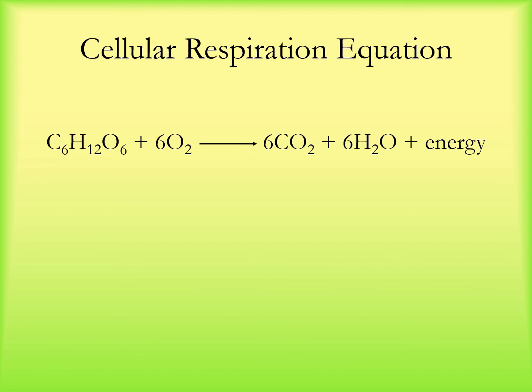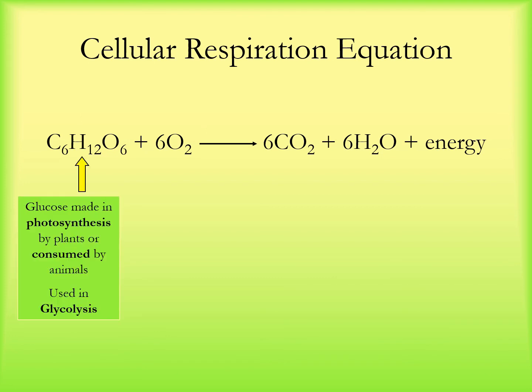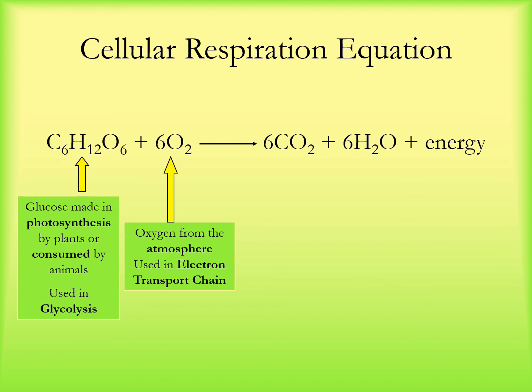Now take a look at the summary of the cellular respiration equation with the 3 cycles happening in our cell, most particularly the cytoplasm and the mitochondria. So take note, we have here the glucose as our reactant, and oxygen. So glucose is made in photosynthesis by plants or consumed by animals. So this is now used in the glycolysis. Oxygen from the atmosphere is used in the electron transport chain.